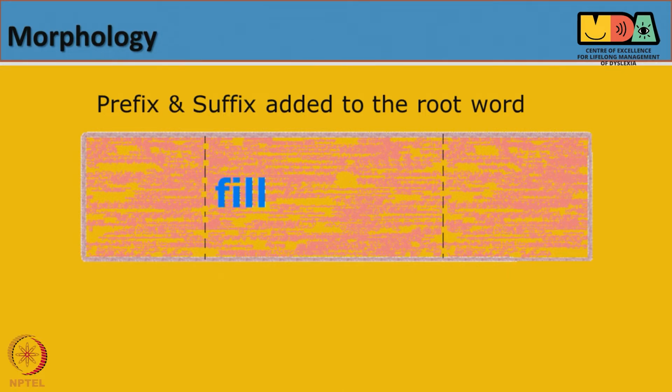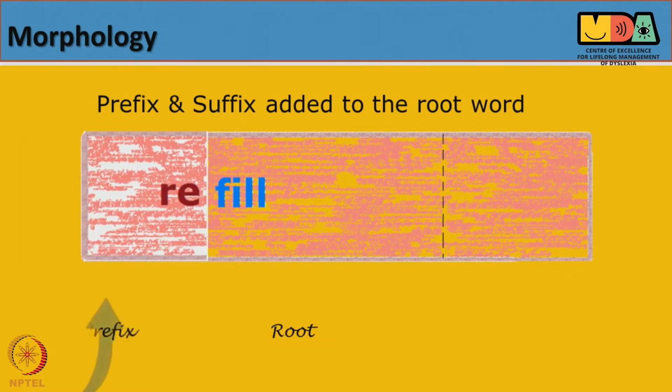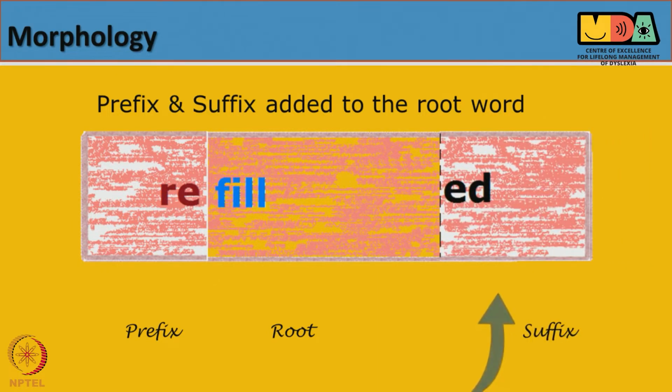Let us take the word fill. We have the prefix which is the re, which means to do it again. That would be your prefix. It is added in front of the root word or at the beginning of the root word. And then we have the suffix. Now, the suffix here is ed, which means we have the word now refilled. The ed is added at the end of the root word and there are rules for it. Here it means that this word is in the past tense.